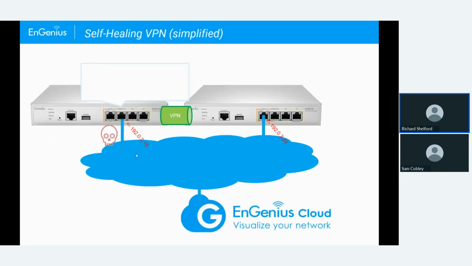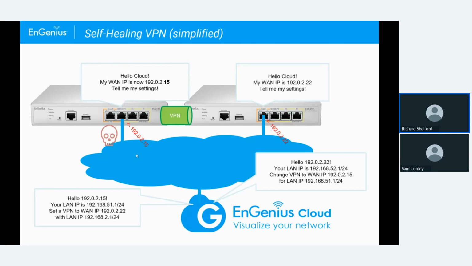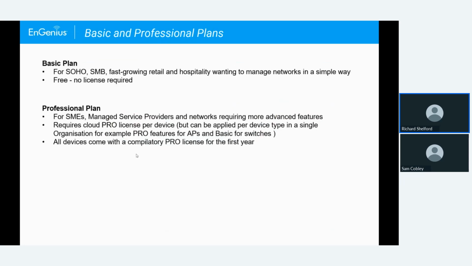Self-healing, so if your dynamic IP address changes, the EnGenius device tells the cloud, my IP address has changed. Right, so this is what your configuration is. Right, hello cloud, this is another IP address change on that. It's fine, not a problem. Right, now I've got all the information I need to tell the two gateway devices how to establish your VPN, i.e. what to do on that side of it.